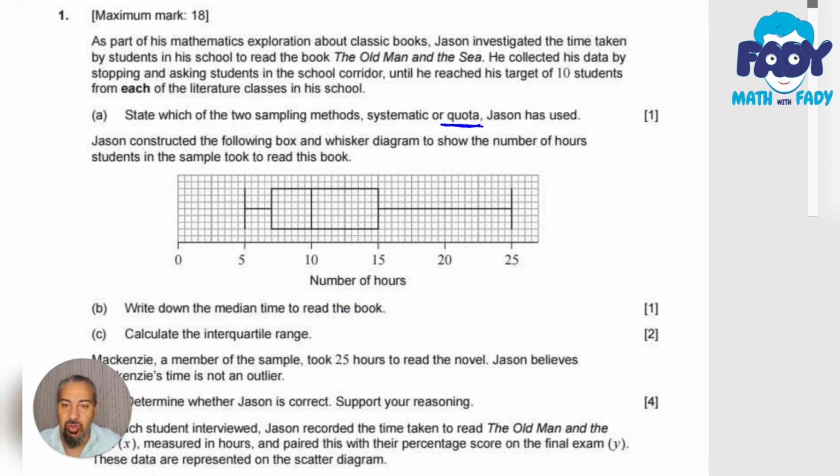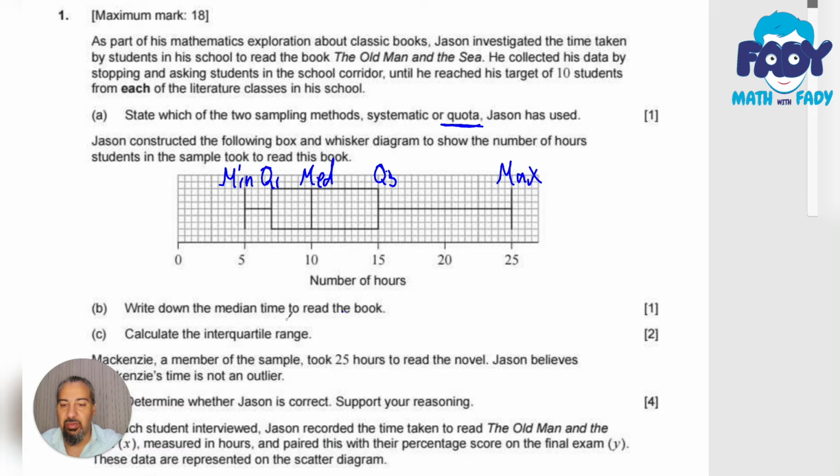Jason constructed the following box and whisker diagram to show the number of hours students in the sample took to read this book. So we know that in the box and whisker, this is the minimum. The minimum here is 5. This is the maximum. And this line in the middle is the median. This is Q1, this is Q3, the lower quartile and upper quartile. So this is the information that we need to recognize in this box and whisker diagram.